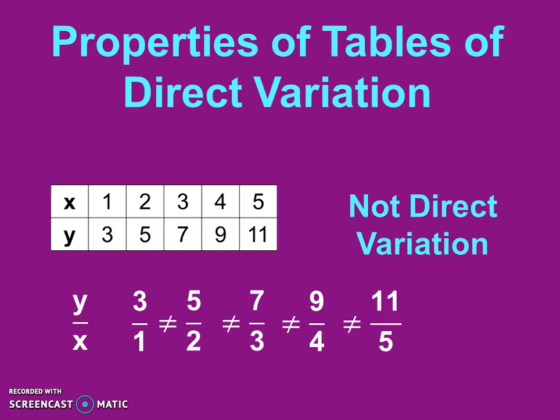Okay, so to summarize, we are looking to make sure that our equation is y equals a times x, so there's nothing being added or subtracted for the y-intercept. When we look at a graph, it's got to be a straight line through the origin, and when we look at a table, the ratios have to be the same for each pair of x and y values.